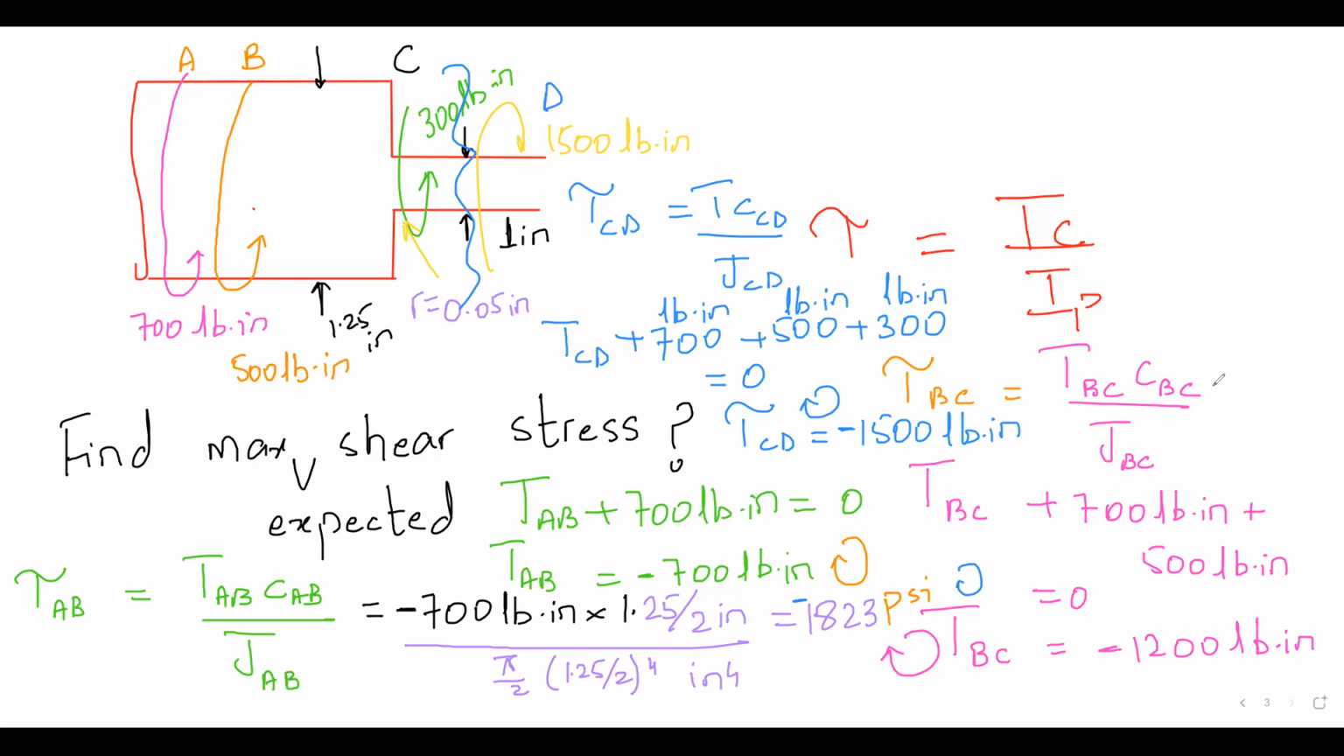Okay, then you have torque shear stress BC is 3125. Can you please double check yourself now? Anyone? And CD comes out to be... TCD is, anyone who can tell us, minus 1500 pound inches.